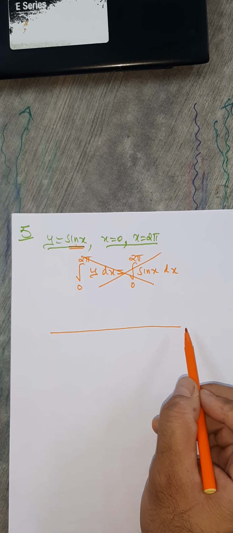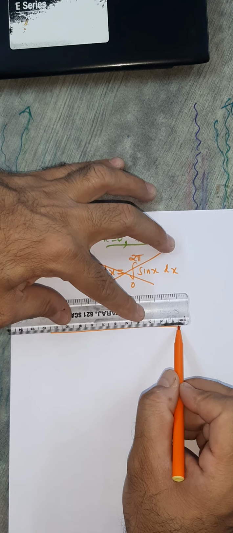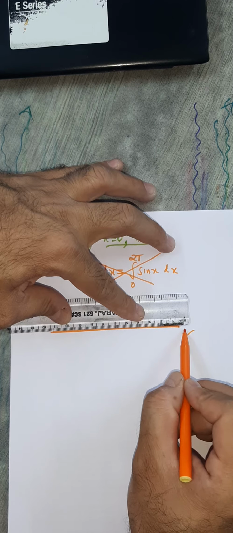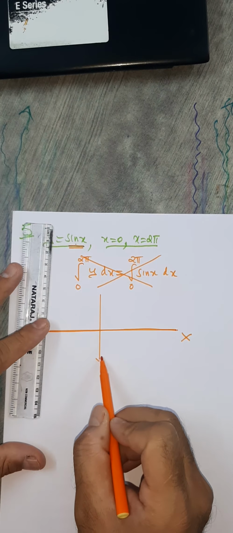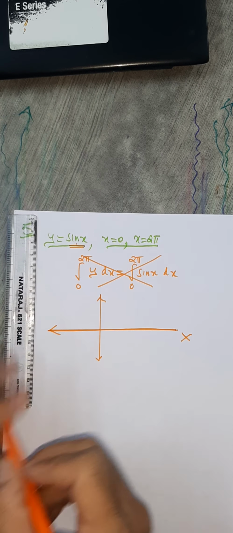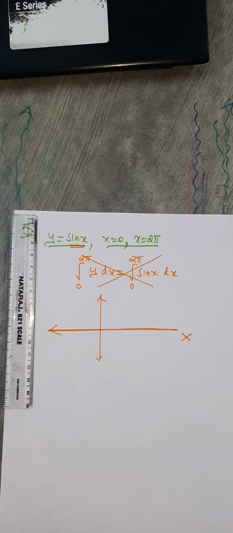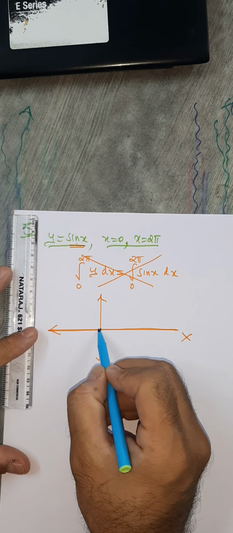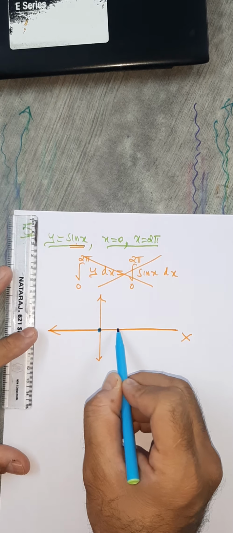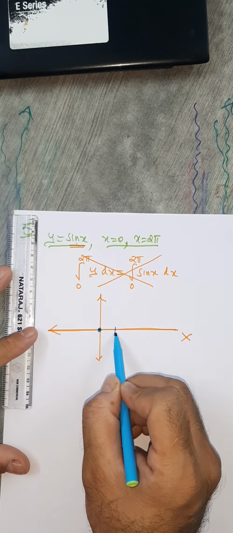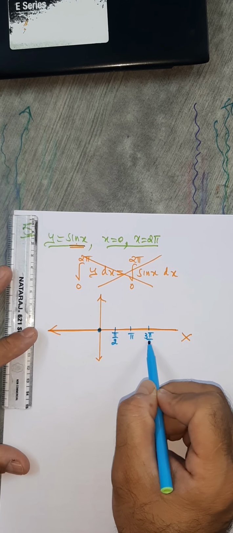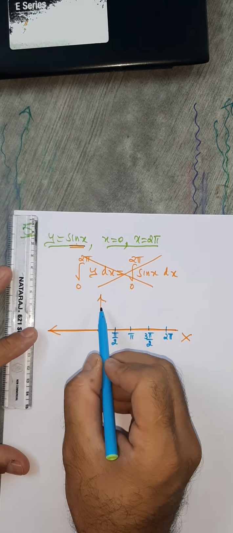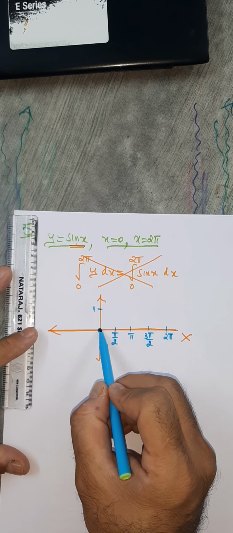So if I just draw the graph here of the sine function, you know it. Let me just remind you, this is the x-axis. Here this is the y-axis. Okay, the graph starts from 0, you know, passes through the origin here. So 0, at pi by 2 it becomes 1, at pi it is 0, at 3 pi by 2 minus 1, and at 2 pi it is again 0. So if this is 1, then the graph is like this, you know it.